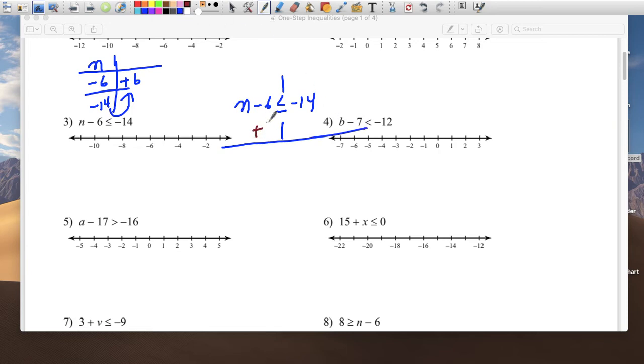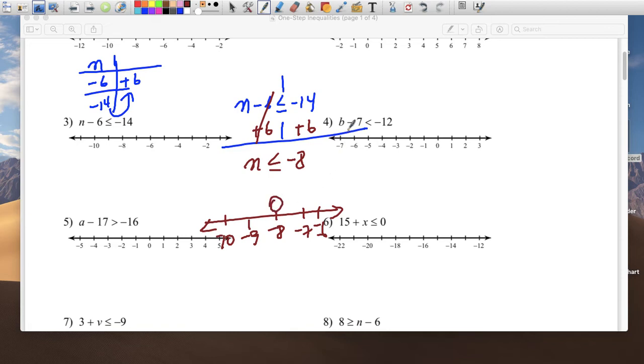I'm going to do plus 6 on both sides. These two cross out. n is less than or equal to negative 8. I'm going to graph this. I'm going to put negative 8. I'm going to put some numbers here, negative 7, negative 6, and over here, negative 9, negative 10.